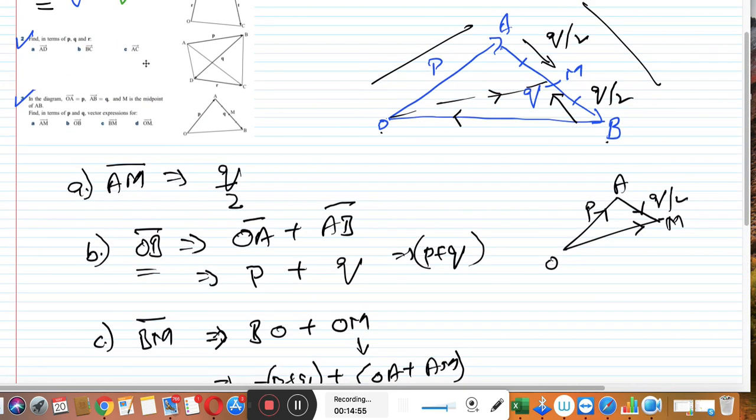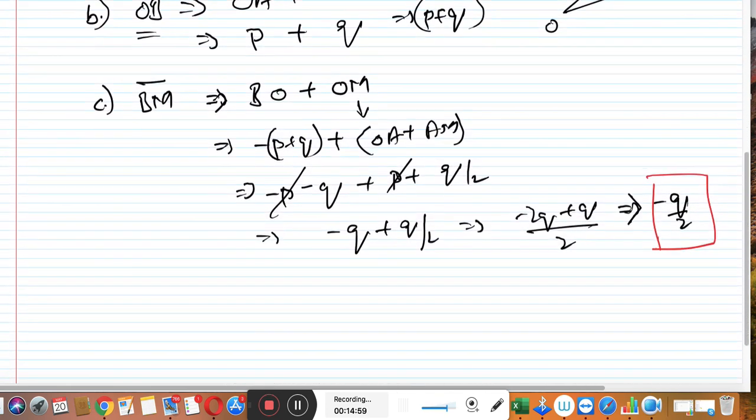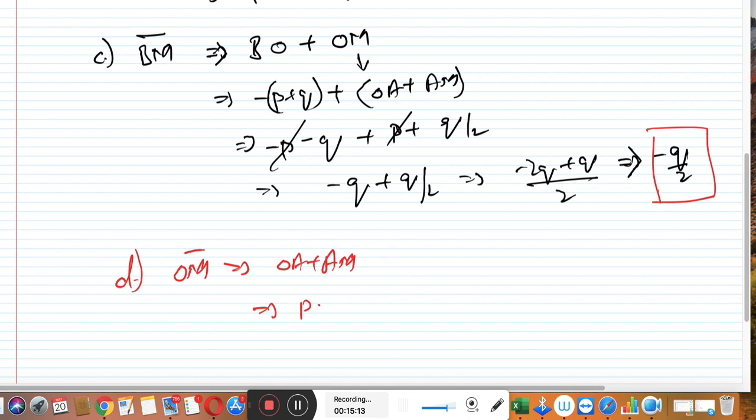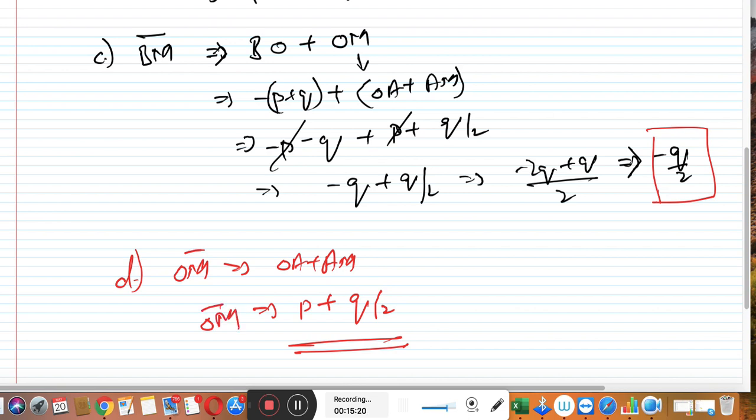Then comes your last part, which is OM. OM we have just solved, so we can straight away write OM, which is your OA plus AM, which is nothing but we can write it as P plus Q by 2. OM, and that's your final answer.